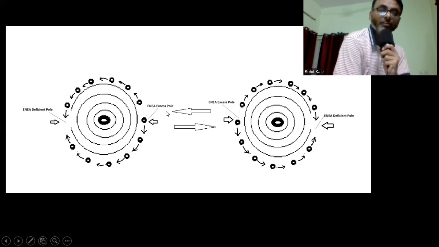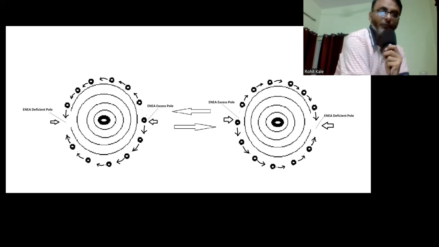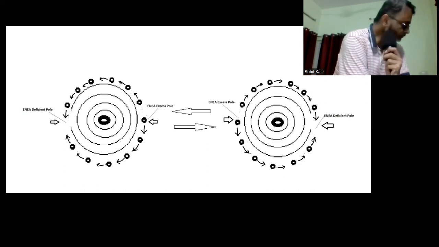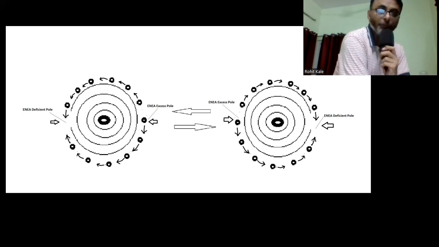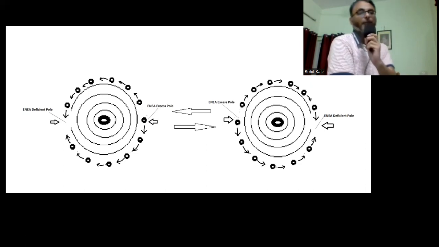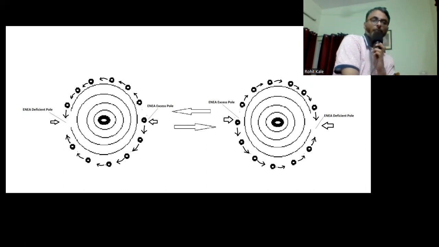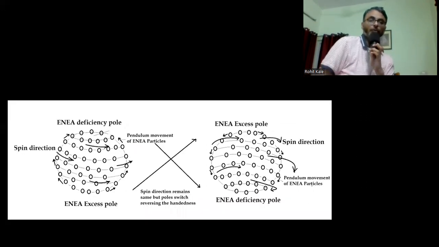So what happens is that this ENA excess pole switches to here and this becomes the ENA deficient pole. So there will be a pendulum-like movement of the ENA particles in the lattice, and that causes a switching. This can very nicely explain the superposition of the spin of the particle. So the spin will keep changing. This electron will change from a left-handed particle to a right-handed particle. How? I will tell you. So this is how it is.